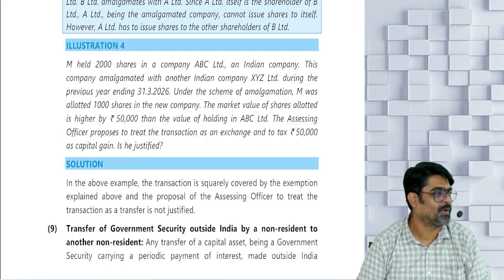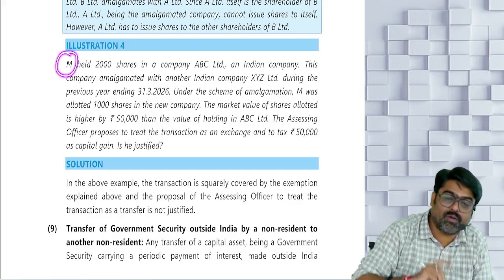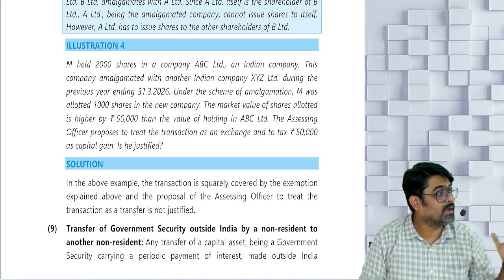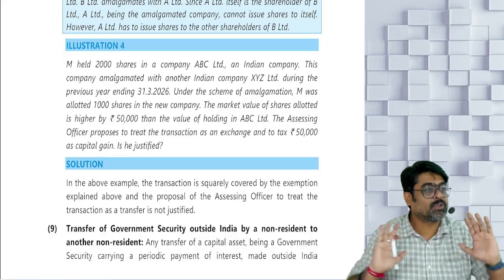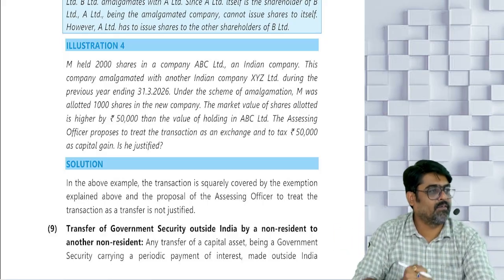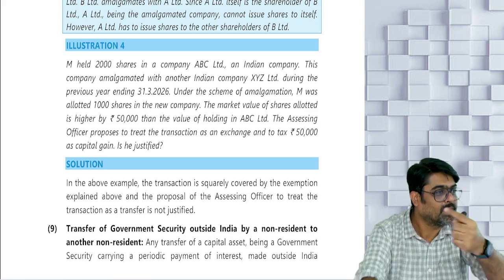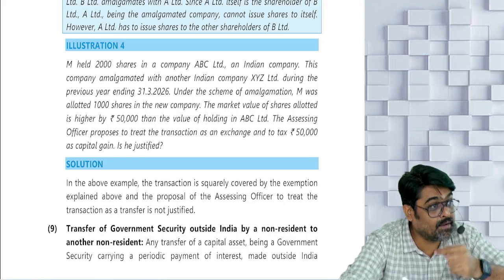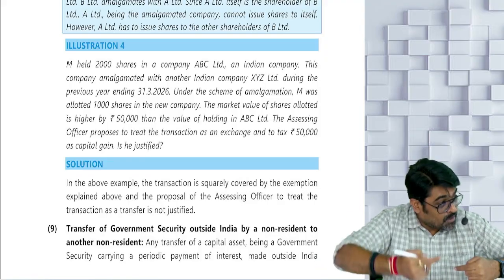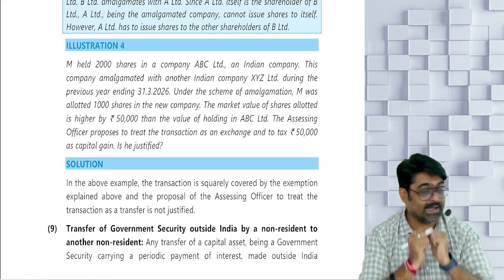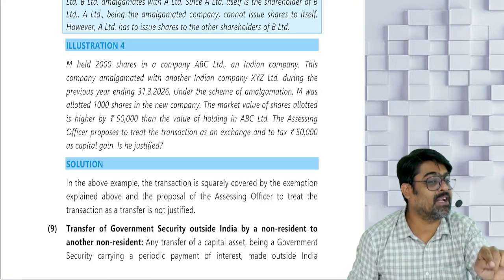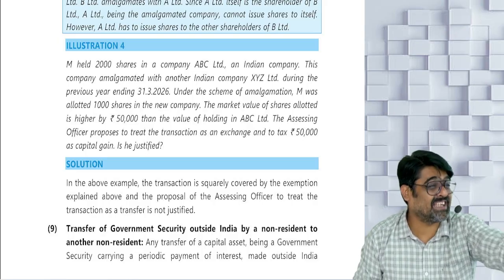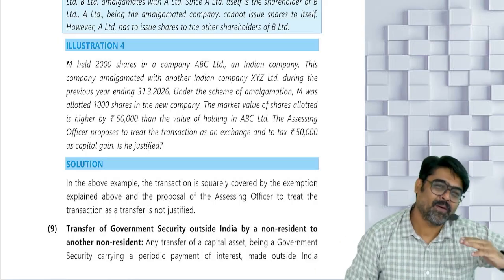Is he justified? The answer is no. Mr. M will go to the assessing officer, give him a tight slap with the right hand and a tight slap with the left hand, and show him section 47. He will say, see, the shares of the old company are given in lieu of shares of the new company, so whatever gain arises cannot be taxed because this transfer is an exempt transfer. So the action taken by you is not justified.